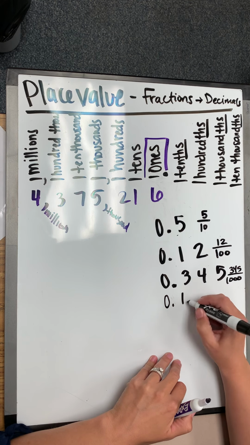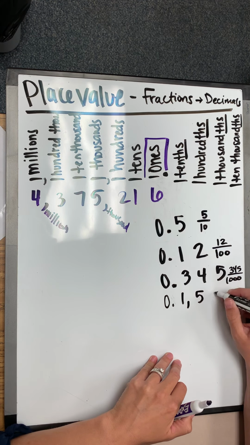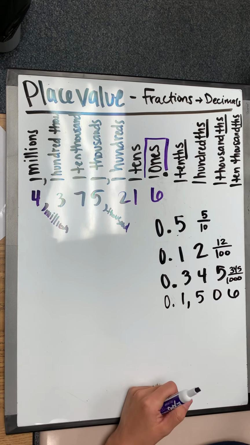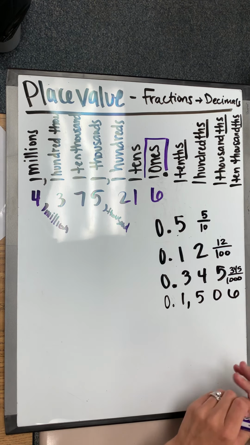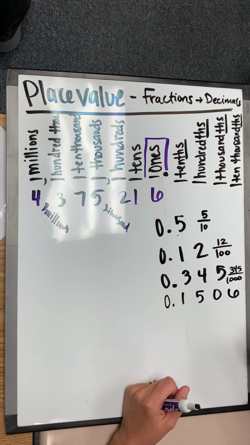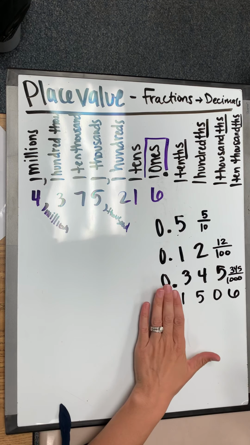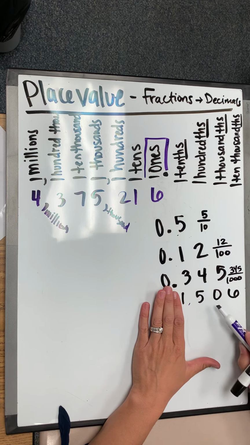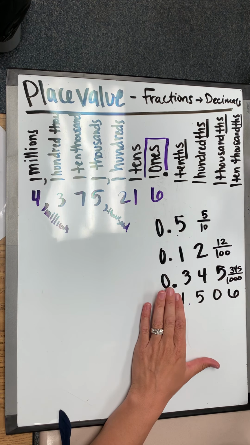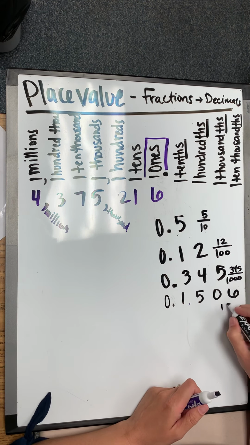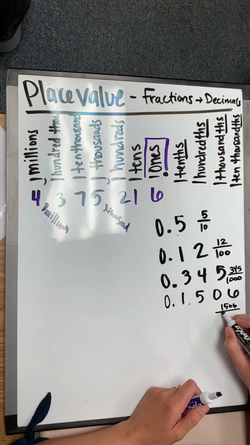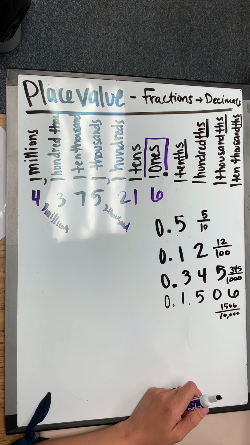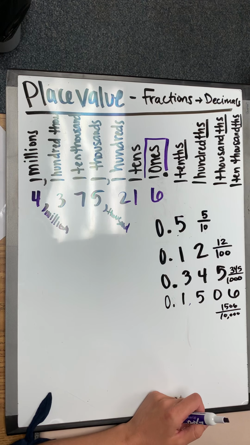Even if it gets further than that, which a lot of times you won't see it get further than that, but I'll show you what 10 thousandths looks like. We read it without a comma, but please know that if it was on this side, there would be a comma, right? So we read it like 1,506 10 thousandths. So 1,506 10 thousandths. And that would be our fraction form of it.